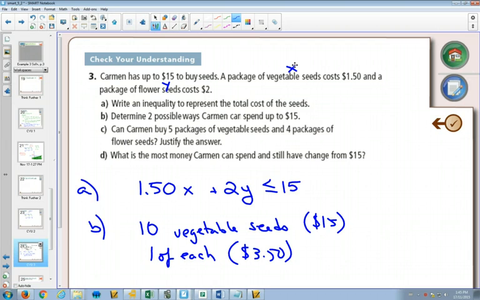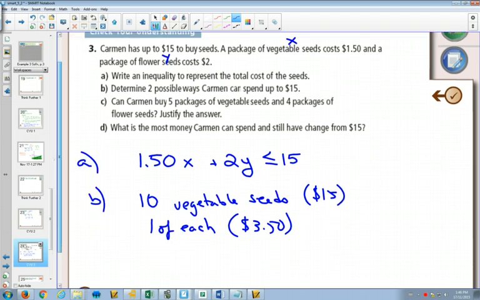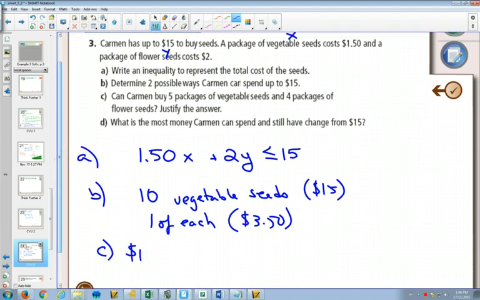Can she buy 5 packages of vegetable seeds and 4 flower seeds? So if we figure out the total, if she buys 5 vegetable seeds, that'll be $7.50 plus 4 packages of flower seeds, another $8. That makes $15.50. So that is no, she wouldn't have enough money.